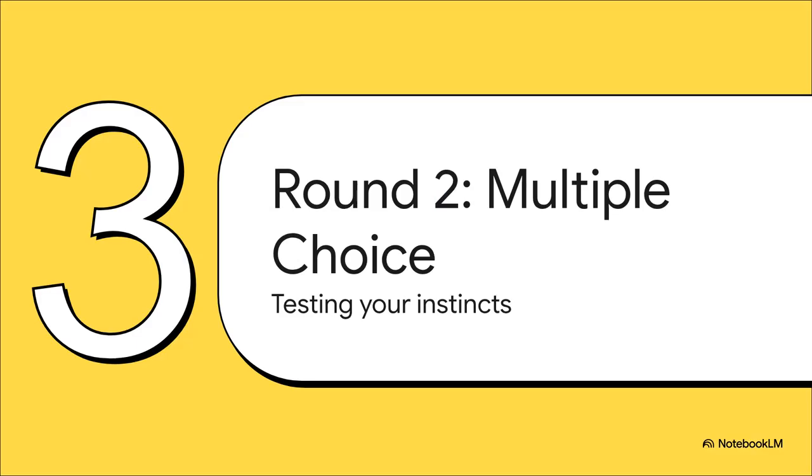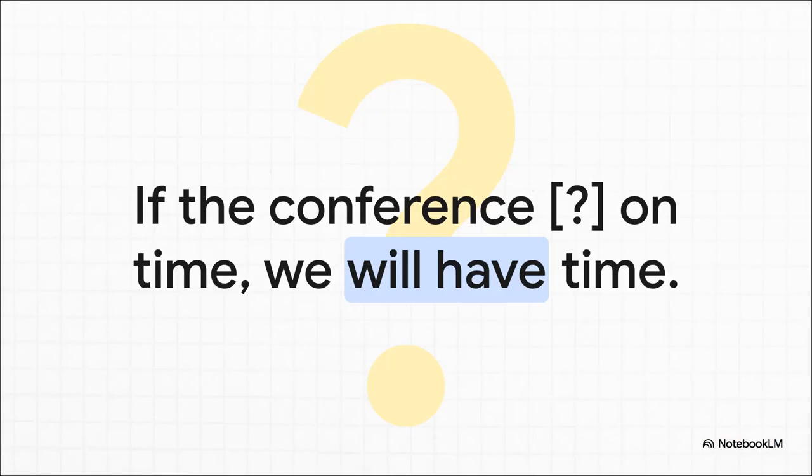Moving straight into Section 3, Round 2, Multiple Choice. Maintain that focus. So, the format is changing up a bit, but the underlying logic remains exactly the same. Let's look at this one. If the conference blank on time tomorrow, we will have enough time for networking. Your options are A, starts, B, started, C, would start, or D, starting.